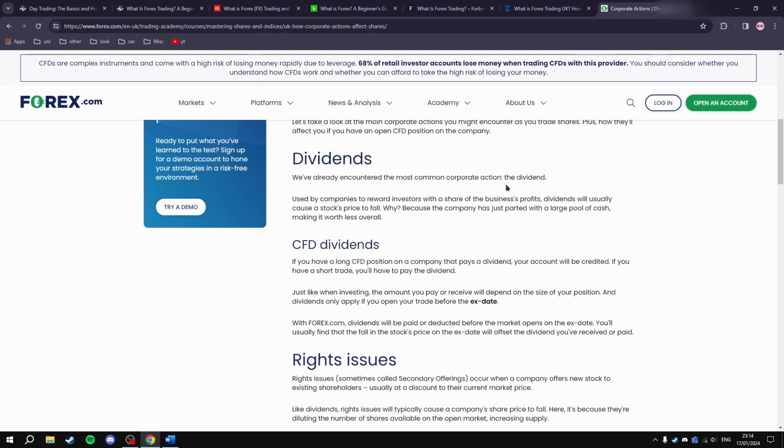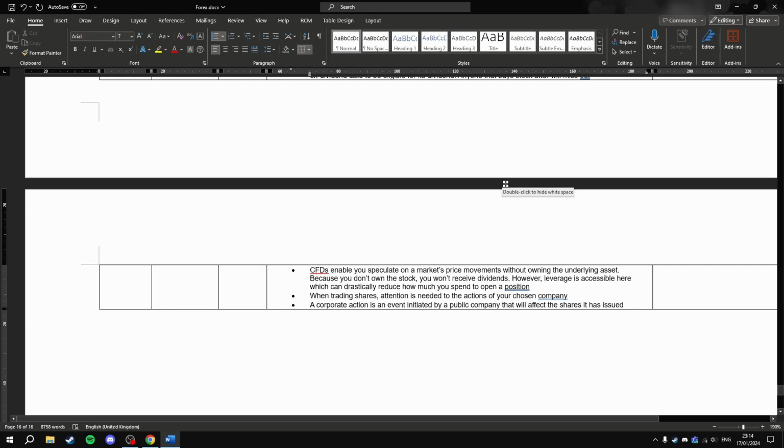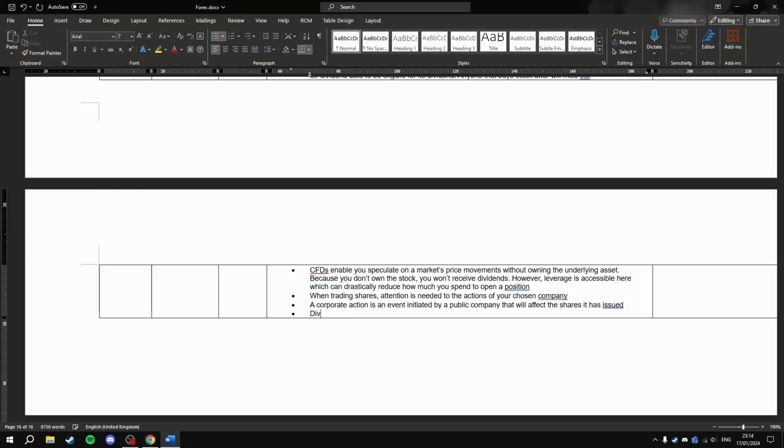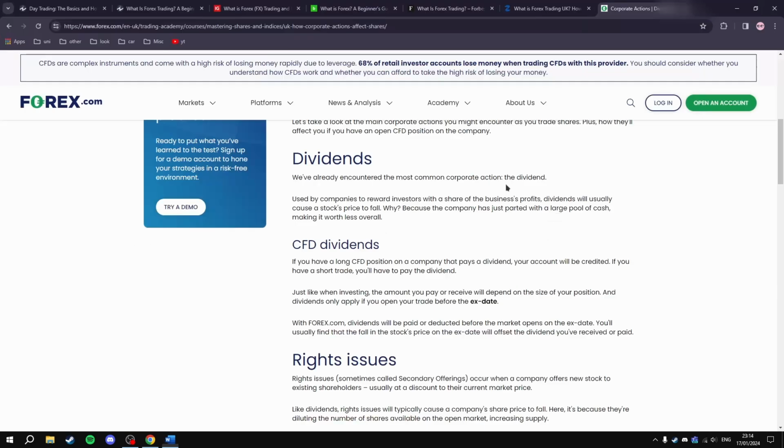Dividends. We've already encountered the most common corporate action, dividends, used by companies to reward investors with a share of the business's profits. Dividends will usually cause a stock's price to fall. Why? Because the company has just parted with a large pool of cash, making it worth less overall.